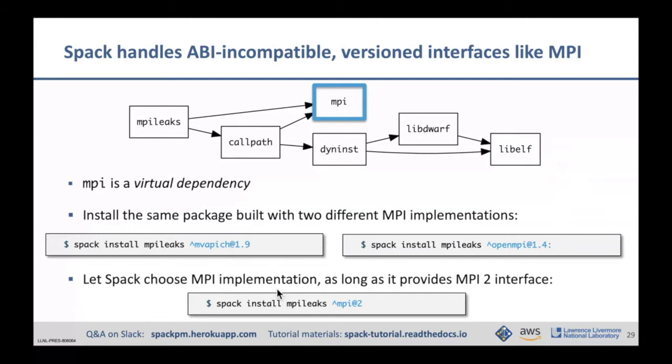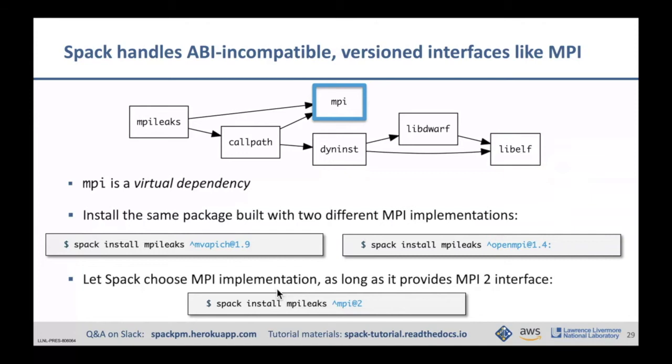The other thing that we do in Spack is we handle versioned interfaces like MPI. This is something that's useful for HPC because there are so many ABI incompatible interfaces. So what that means is, with MPI, you can build an MPI program with any MPI implementation. It's source compatible, so that's API compatible. That's the application programming interface. What's not true of MPI installations is that they're binary compatible.